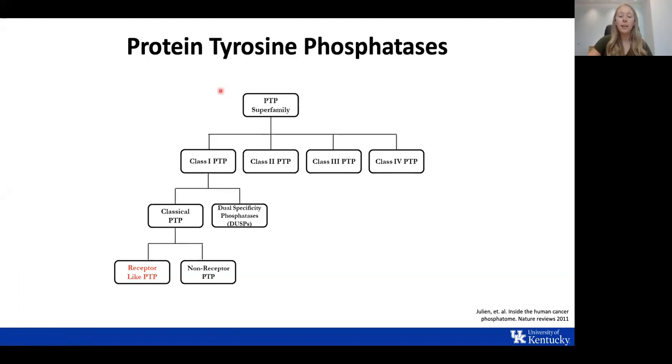All right, so the PTP protein tyrosine phosphatase family is divided into 4 different classes based on their catalytic mechanism. My phosphatase that I work on is in the class 1 family. Class 1 can be further divided into classical or dual specificity. Classical phosphatases are tyrosine specific and can be further divided into receptor or non-receptor types. I will be focusing on a receptor type PTP.